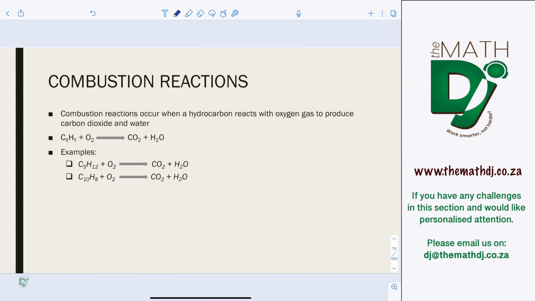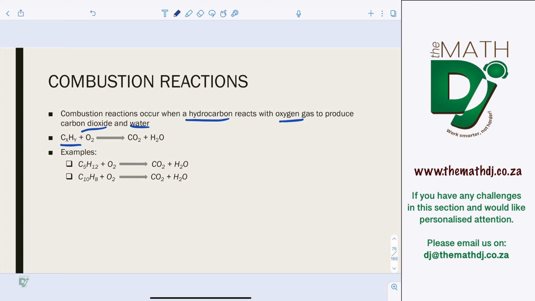The next one is combustion reactions. Combustion is when a hydrocarbon reacts with oxygen to produce carbon dioxide and water. A hydrocarbon is made of carbon and hydrogen. The X and Y are just symbols that we put to represent different numbers of carbons and different numbers of hydrogens. The number of carbons and hydrogens determines which type of hydrocarbon you have.